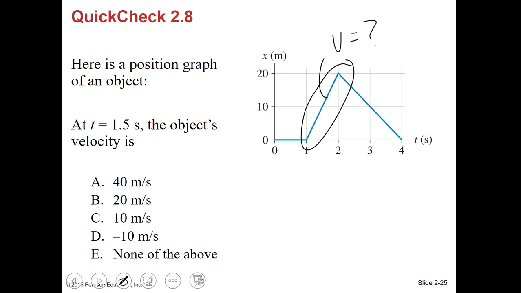So the slope between 1 and 2 seconds would be delta x. So from 0 to 20. So 20 meters in 1 second. So 20 meters per second. So anywhere between 1 and 2 seconds, the velocity is 20 meters per second. All right, very good.